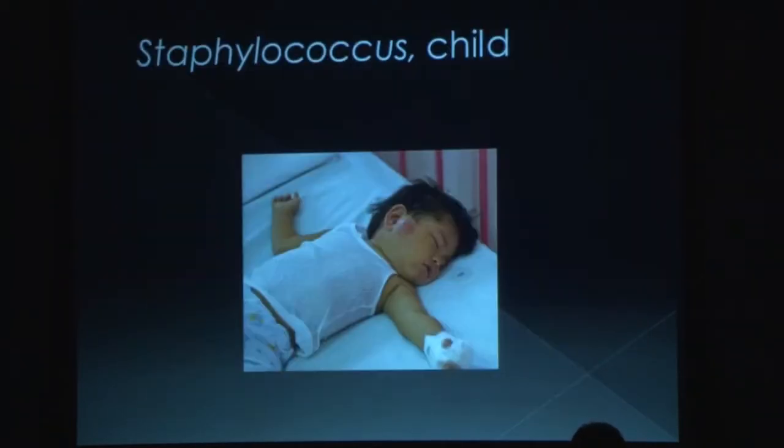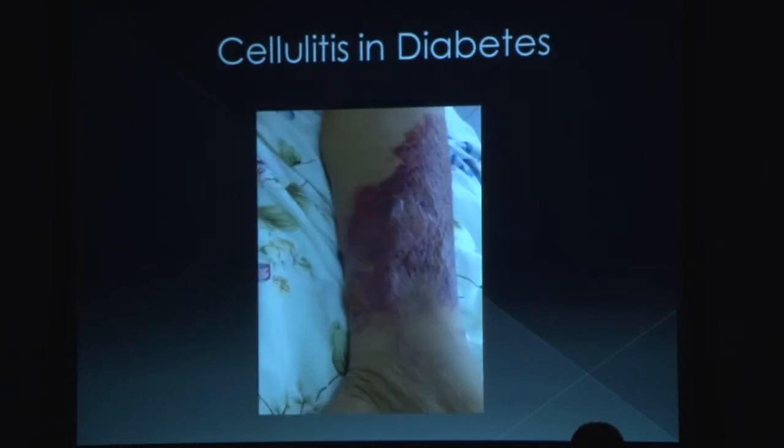So we see other bacterial infections. Here's a kid with a staph infection. This is a diabetic who had cellulitis from staphylococcus. This is after she's recovering.